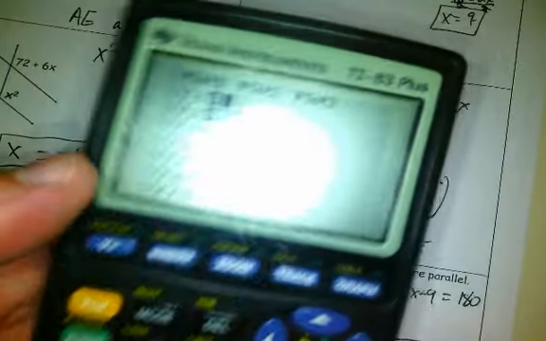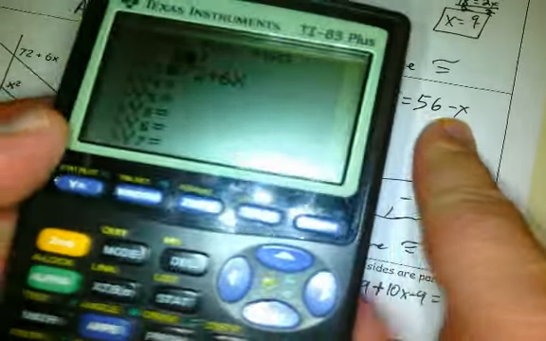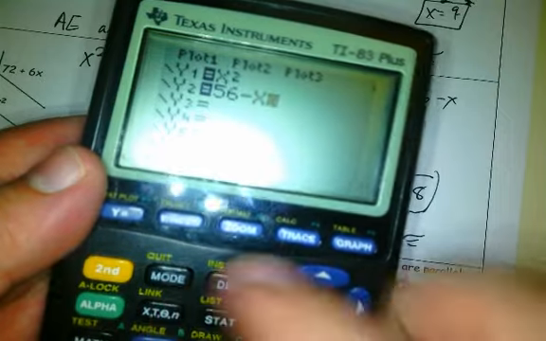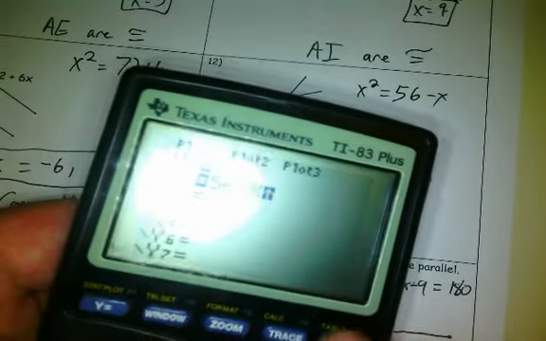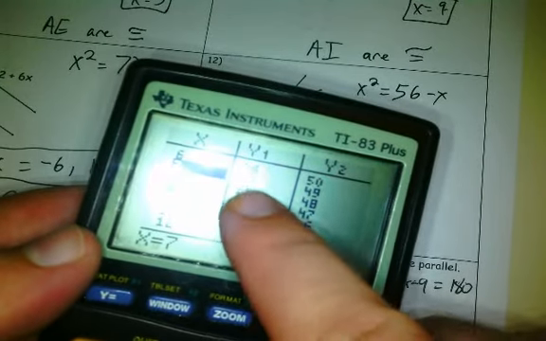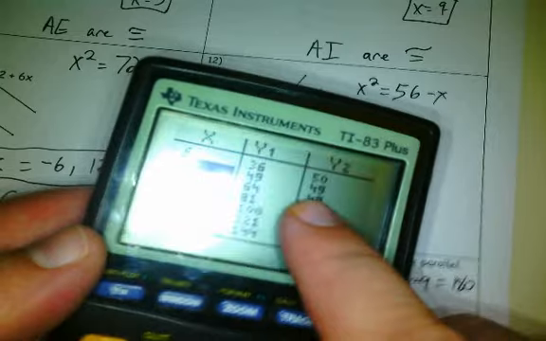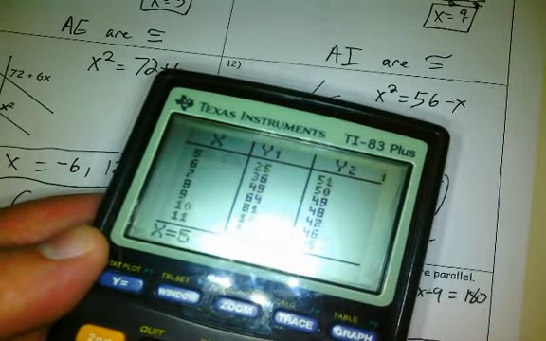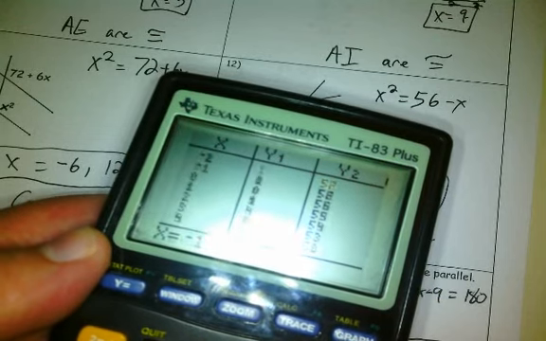On this one, same thing. I'm going to go to y equals. I've got x squared on one side and 56 minus x on the other. Alright, see that? And then I'm going to go to the table. And again, I'm looking for when they match up. There's 7, because I got 49 and 49. Sorry, you can't see that. 49 and 49. And then the other one we already figured out was negative 8.